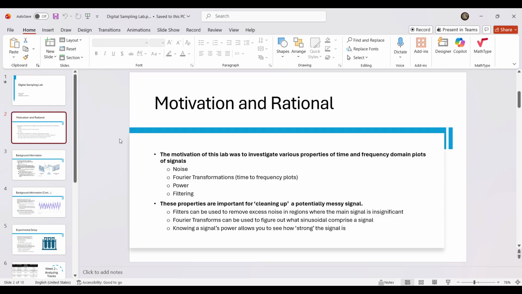filtering of these signals. So we can use a bunch of these properties to clean up a potentially messy signal. Filters can be used to remove excess noise in regions where the main signal is insufficient. Fourier transforms can be used to figure out what sinusoidals comprise a signal, and we can use power to know how, quote, strong a signal is.